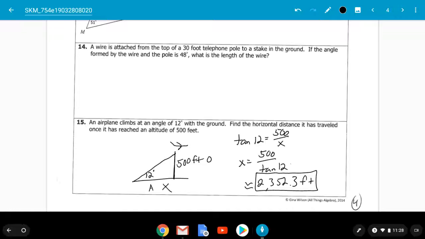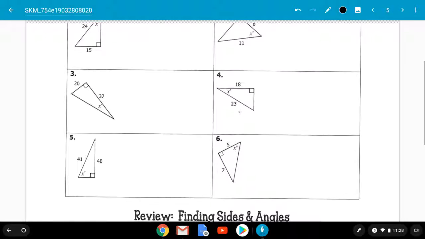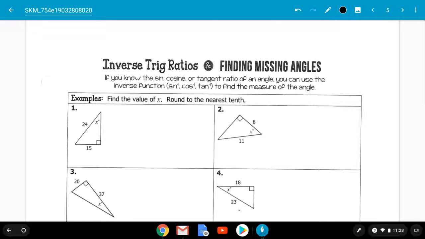So that's how you work with word problems and just multi-step triangles here. If you need more practice, I would then try number 13 and number 14 and see what you get. Alright, so today's main lesson, and then after this you get to do your homework, is if you turn the page here to where it says inverse trig ratios and finding missing angles.